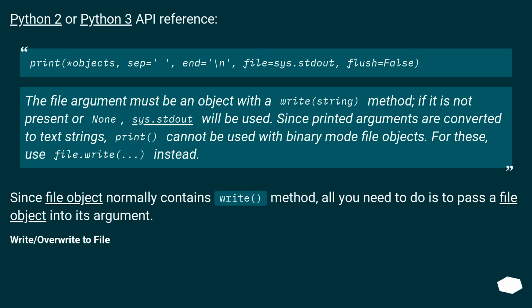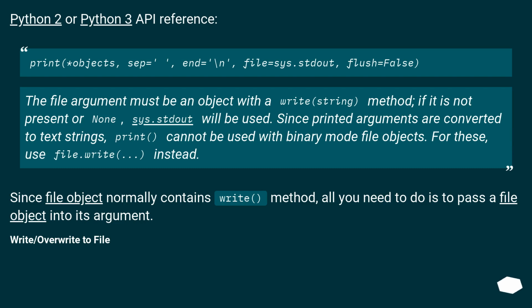Python 2 or Python 3 API reference. print(*objects, sep=' ', end='\n', file=sys.stdout, flush=False). The file argument must be an object with a write(string) method. If it is not present or None, sys.stdout will be used. Since printed arguments are converted to text strings, print cannot be used with binary mode file objects. For these, use file.write instead.